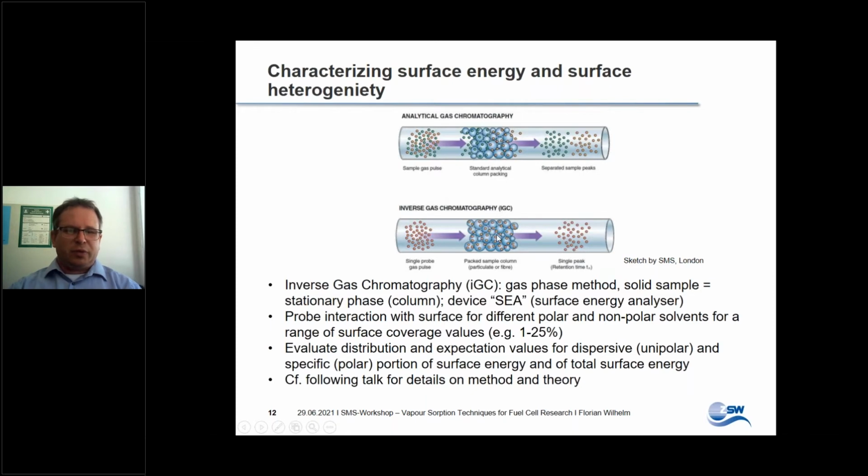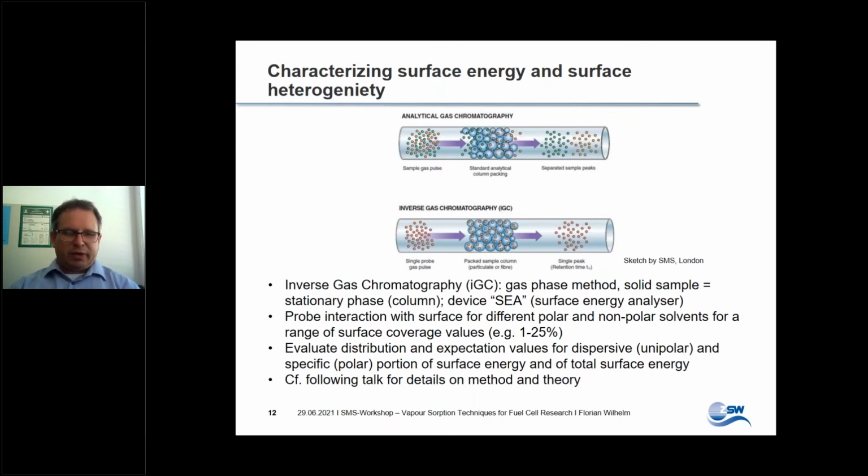This will be adsorbed on the sample, and what we measure, as Thomas mentioned before, is a single peak with the retention time that belongs to this single probe and to the surface coverage value that we're aiming for with this single injection. So we can probe the interaction with the surface for different polar and non-polar solvents and for a range of surface coverage values.